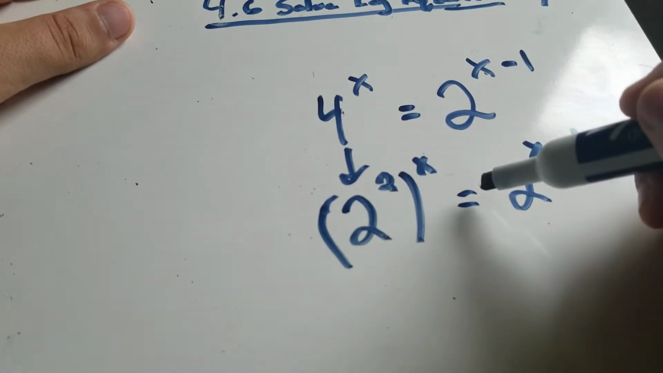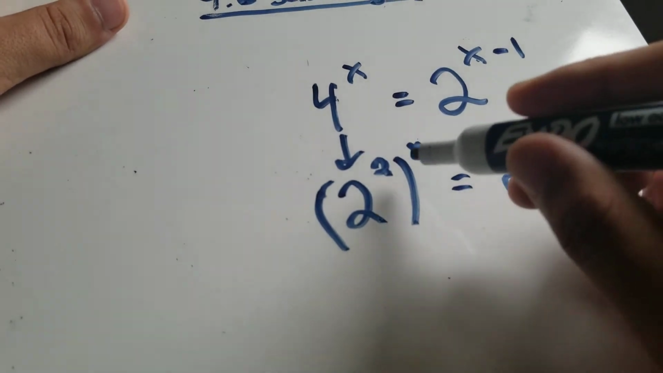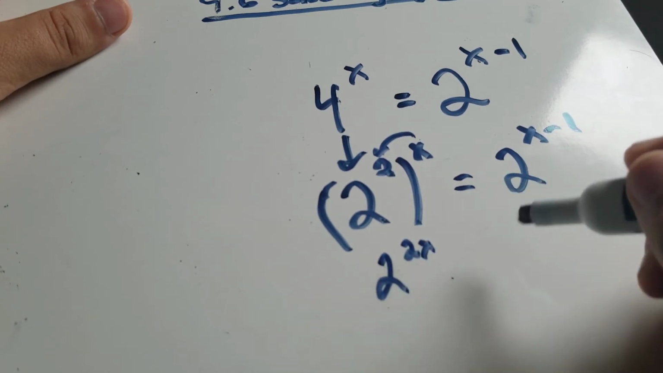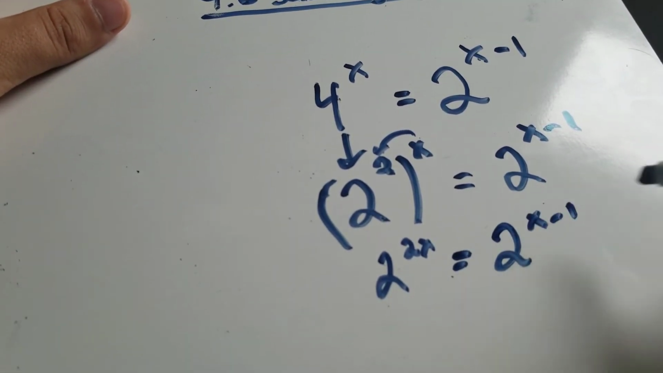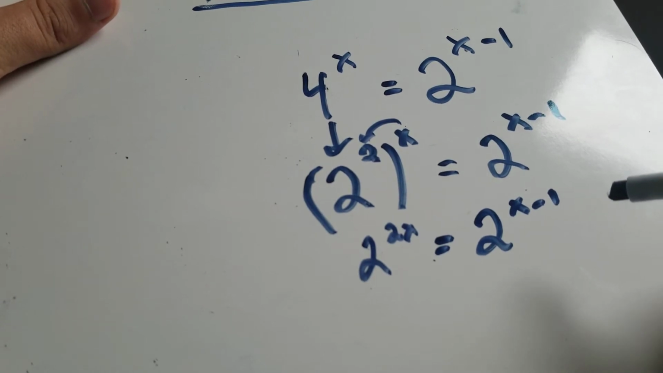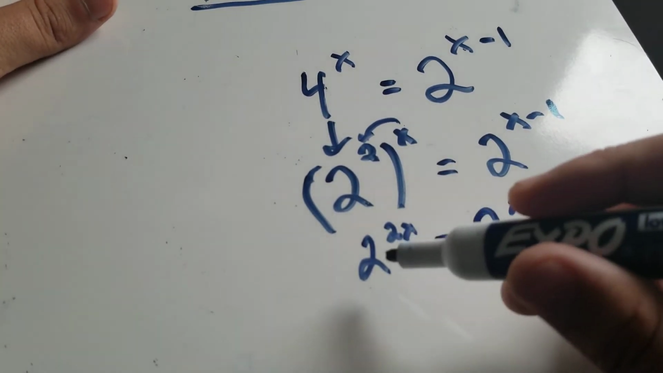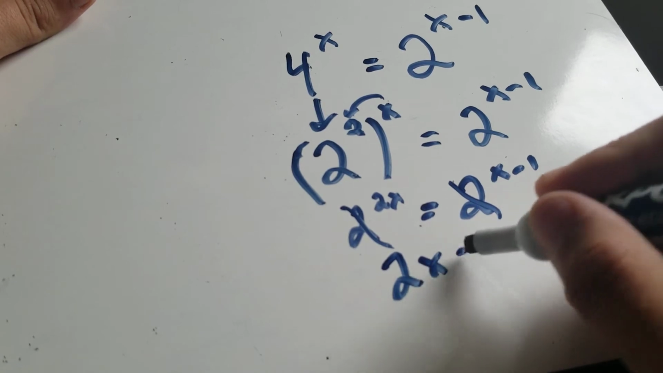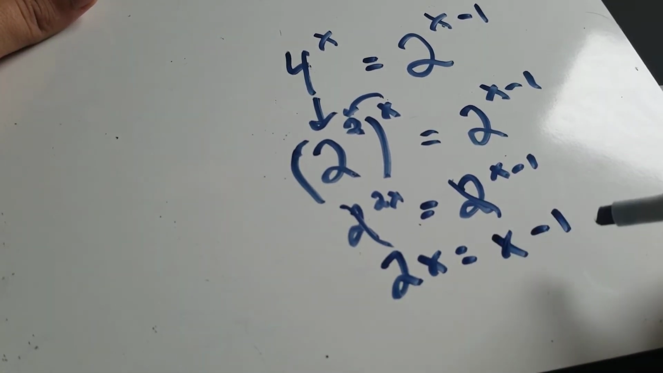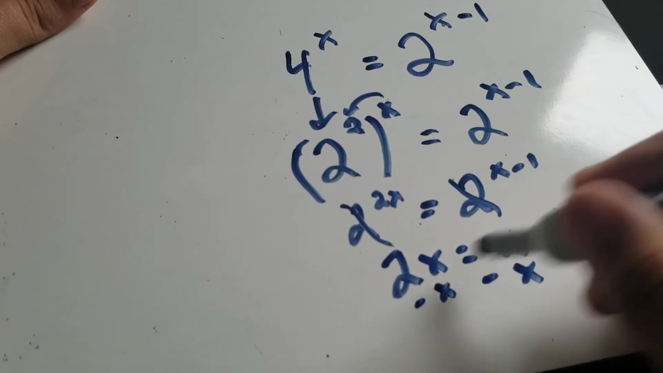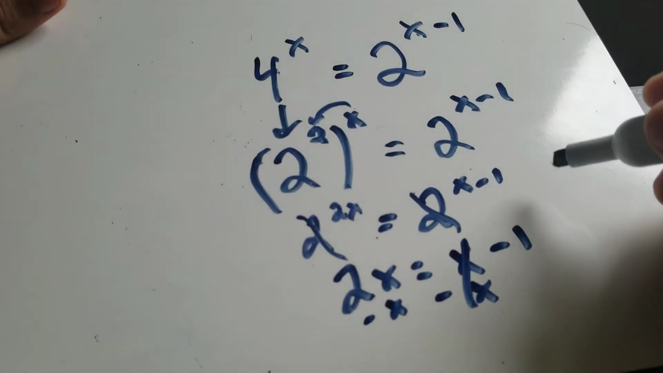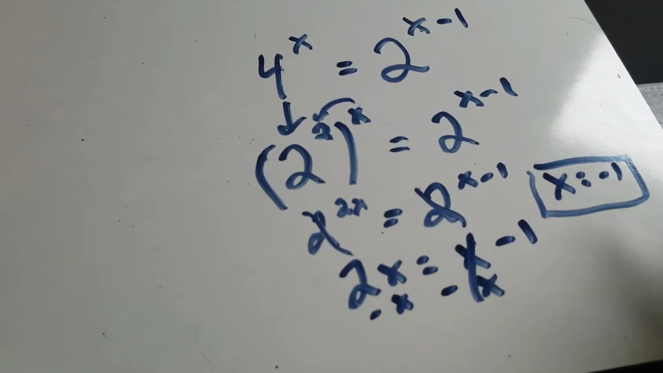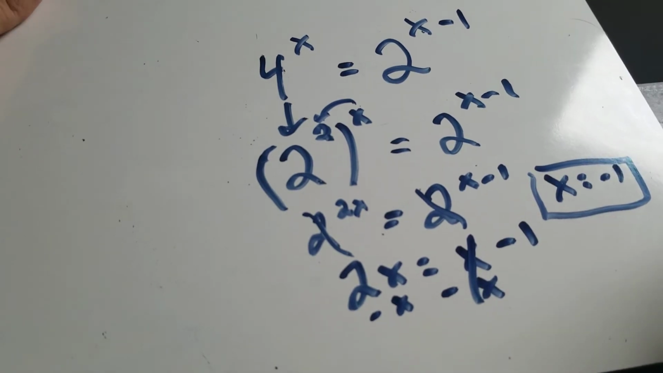So (2^2)^x = 2^(x-1). When you take an exponent to an exponent, you just multiply. So this is 2^(2x) = 2^(x-1). All right, so we have that and that. Wait a second, now the bases match. Because the bases match, we could cross this out. So now we're left with 2x = x - 1. Subtract x, and then your answer is x = -1. And remember, if it is negative, that's okay. So our answer is x = -1.